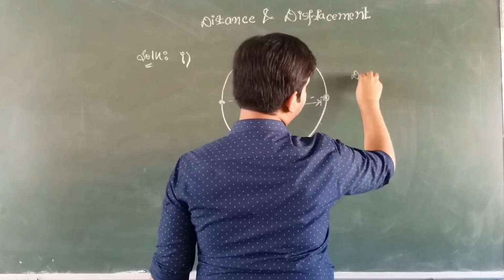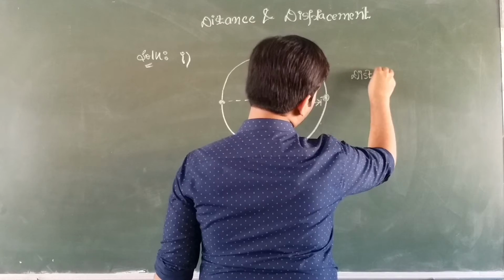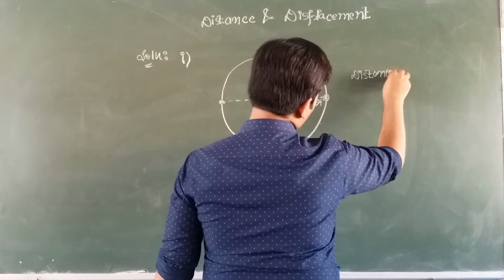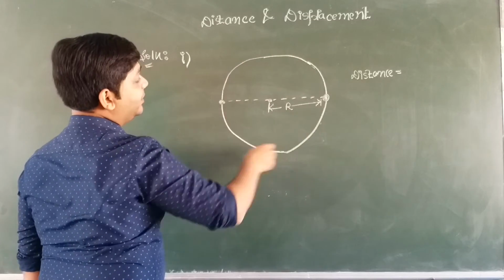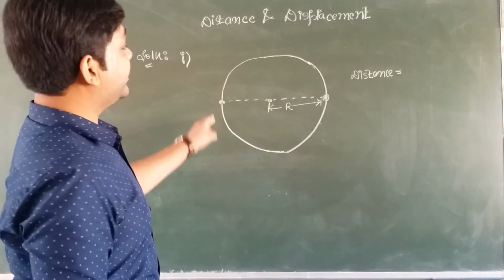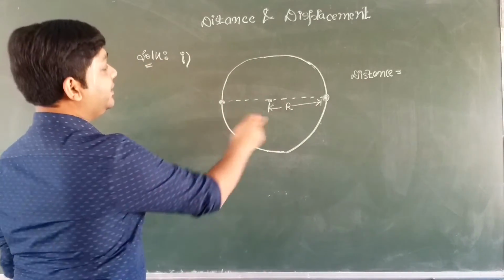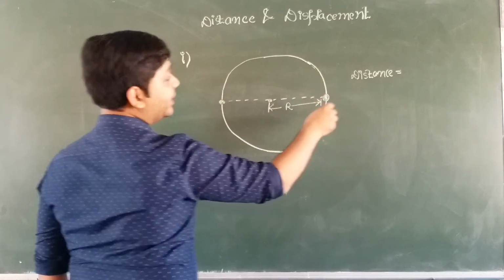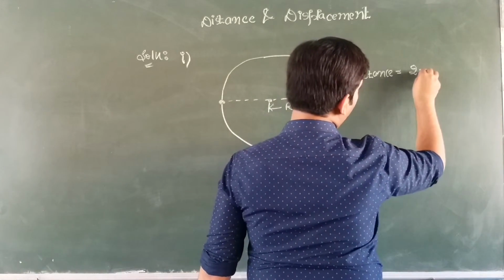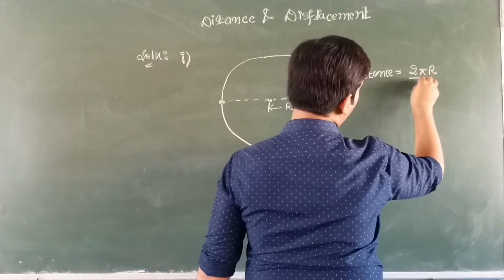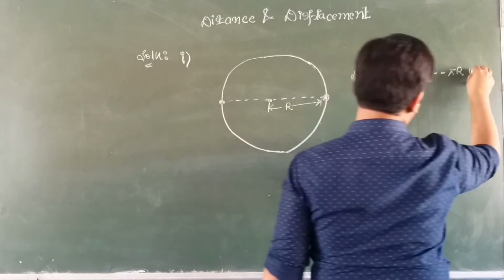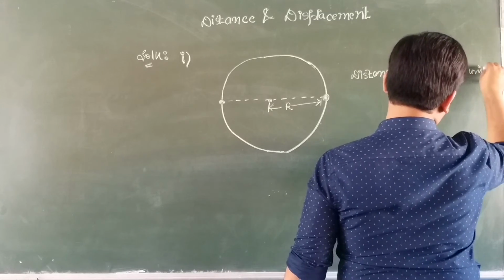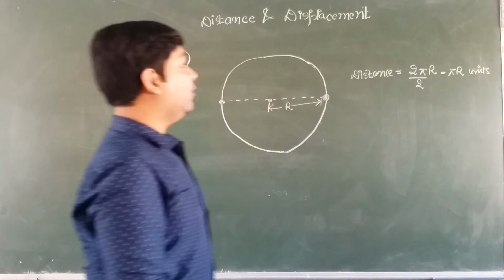So distance will be equal to the length of this path. The complete length or the circumference of the circle is given by 2 pi r and this length will be half of the 2 pi r. So distance will be 2 pi r by 2 and therefore the distance will be pi r units. Okay? This is the value of distance.